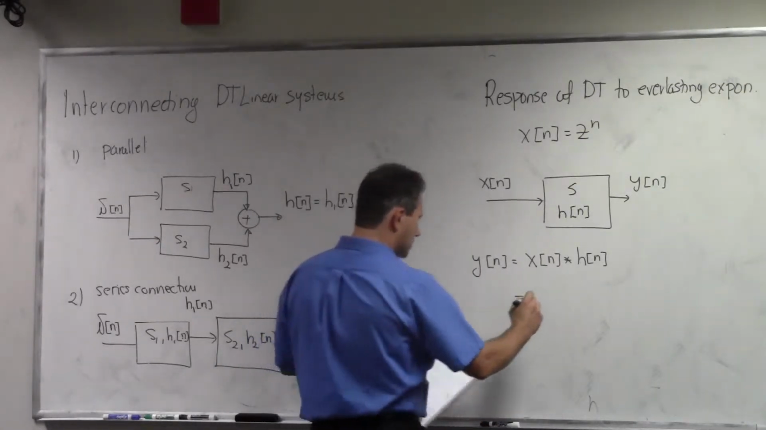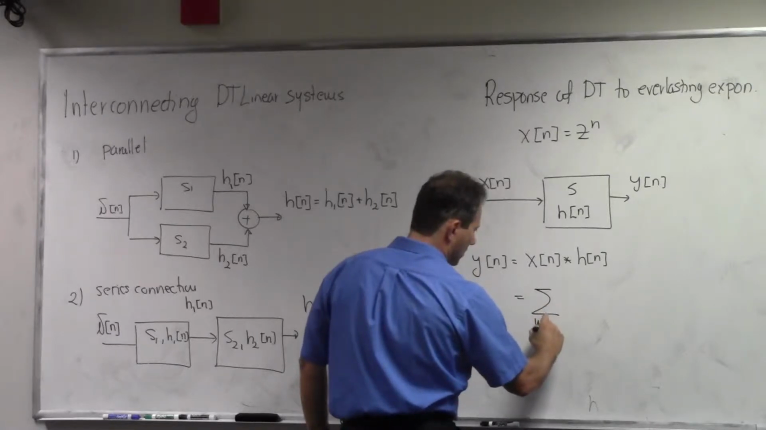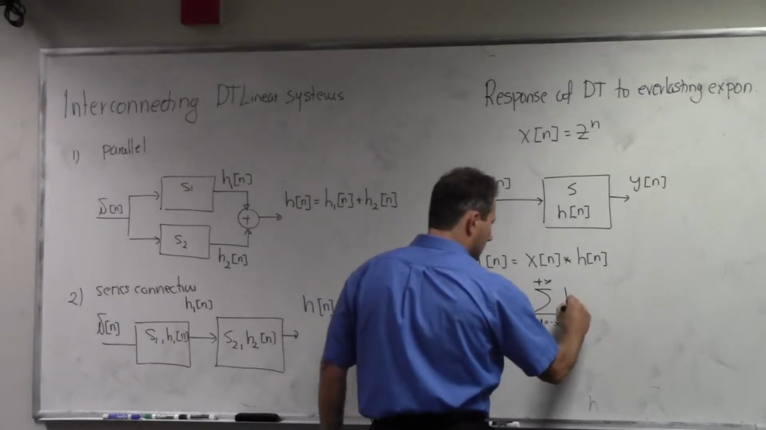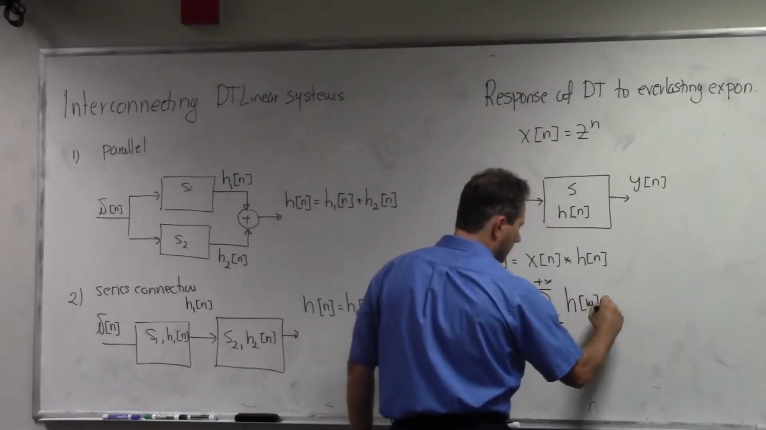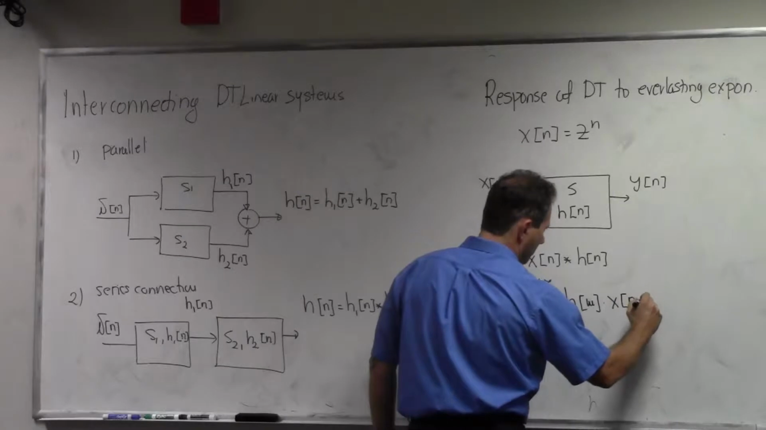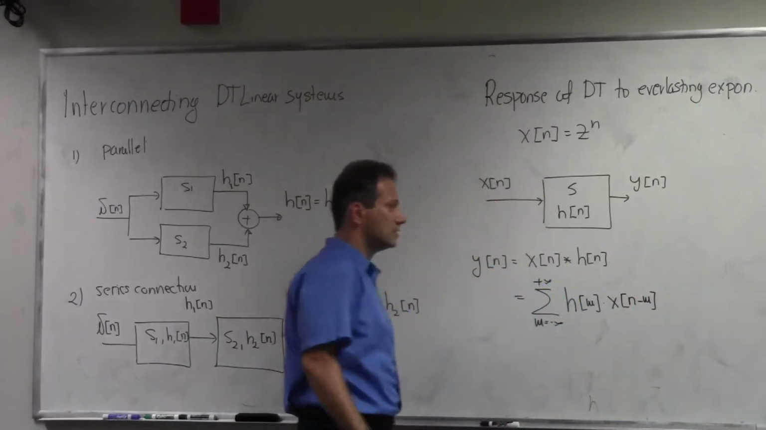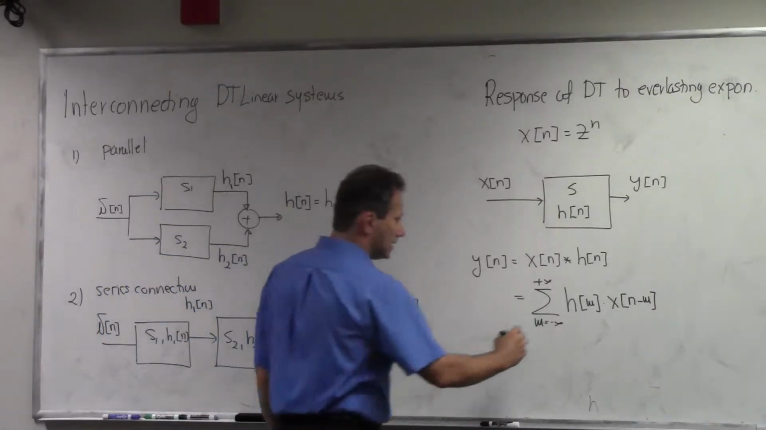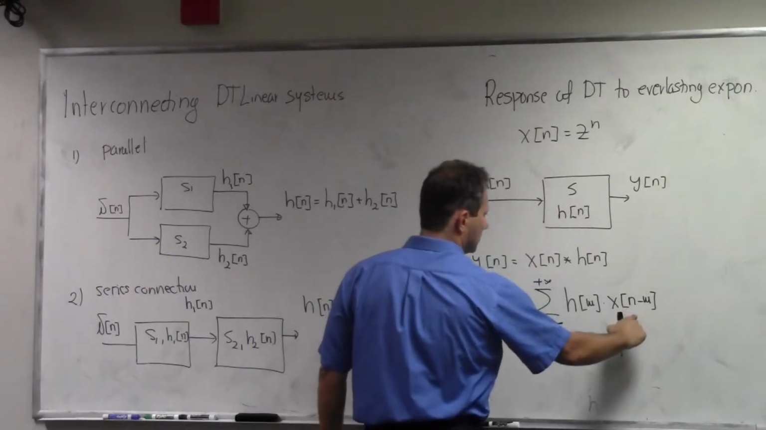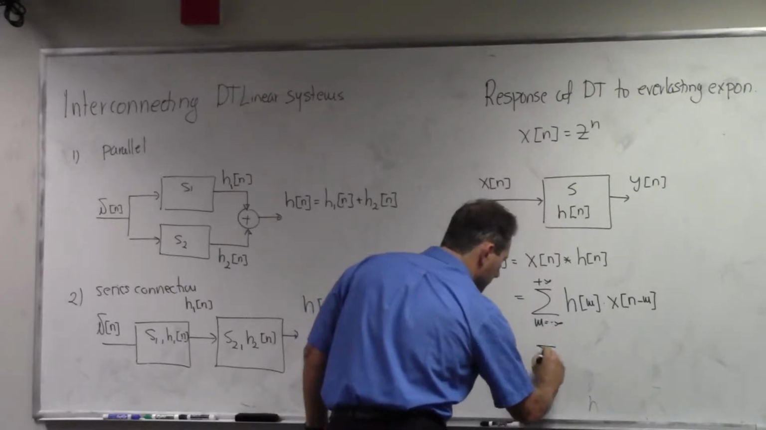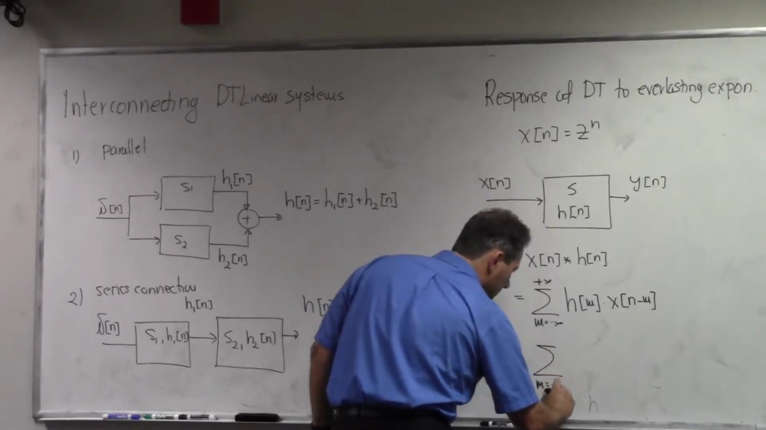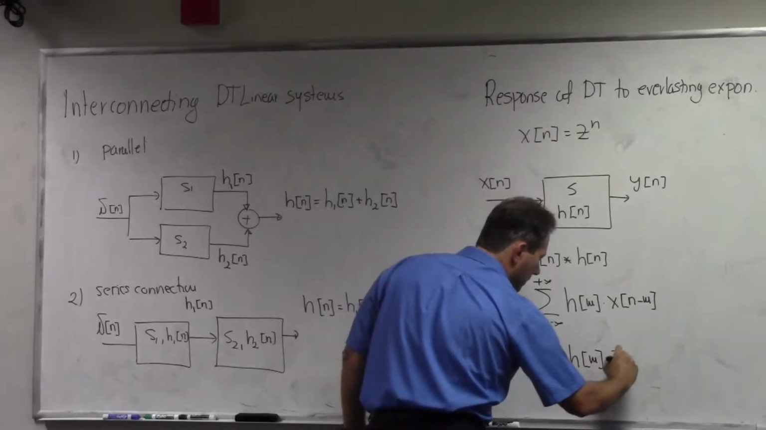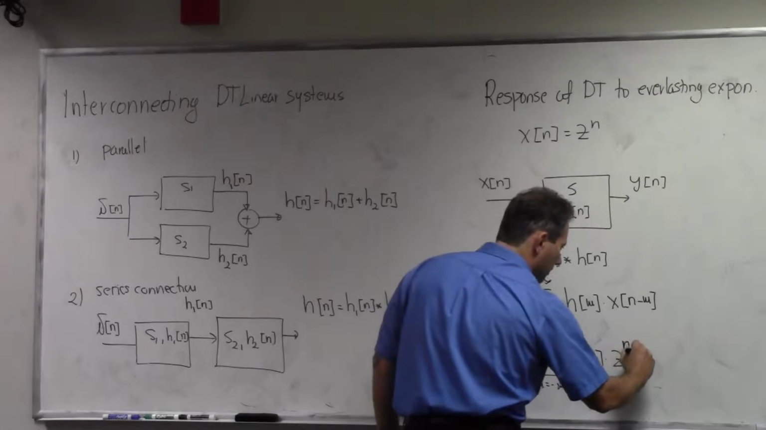So let's substitute this in here and see where it leads us. So this becomes a sum. I'm writing now the convolution. m goes from minus infinity to plus infinity, h of m, x of n minus m. Right? This is the statement of the convolution. Well, I can substitute now what x of n is here, and I get the sum when m goes from minus infinity to plus infinity, h of m times z to the n minus m.